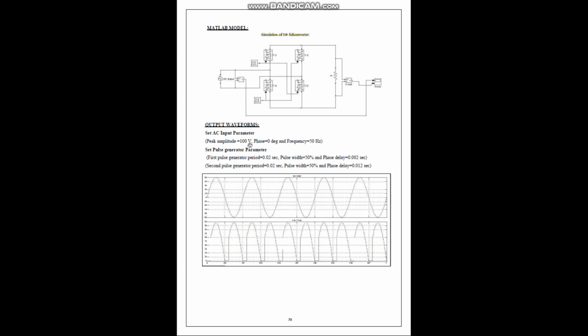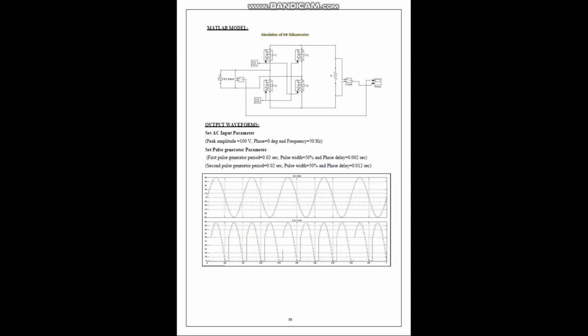Then for the pulse generator parameters, the first pulse generator has a period of 0.02 seconds with a pulse width of 50 percent and a phase delay of 0.002 seconds, and the second pulse generator has a period of 0.02 seconds with a pulse width of 50 percent as well as a phase delay of 0.012 seconds.